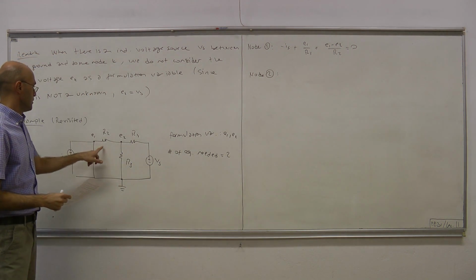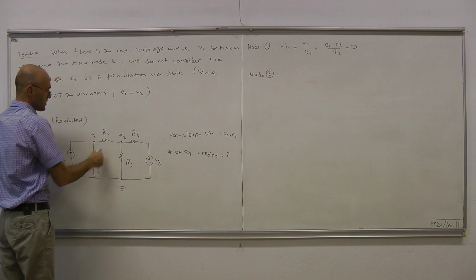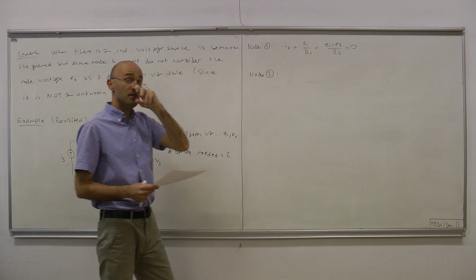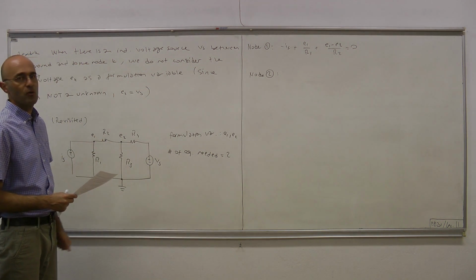Now, write KCL at this node. This current plus that current equals 0. It would be the same as what we have written in our first attempt. Okay. Now, how about the second equation?